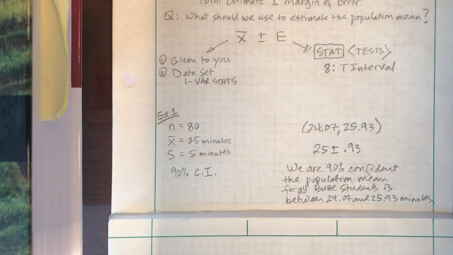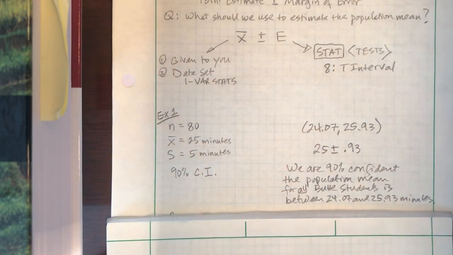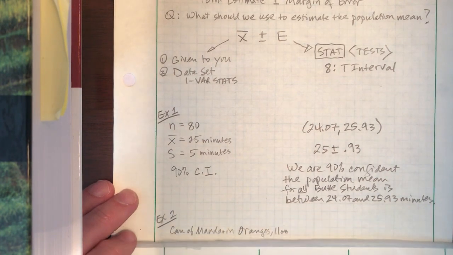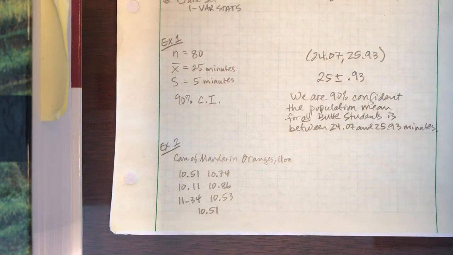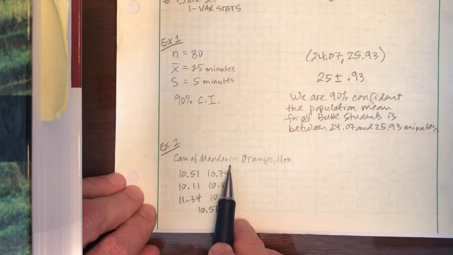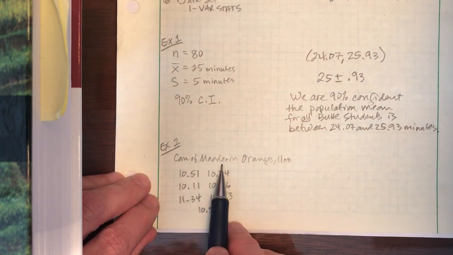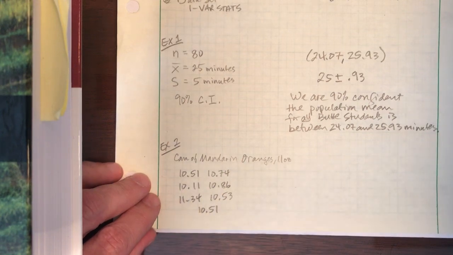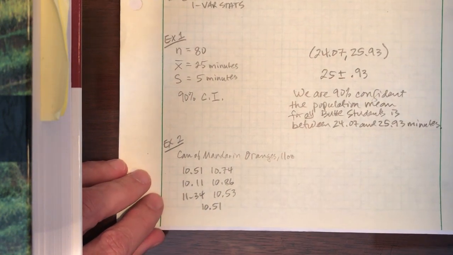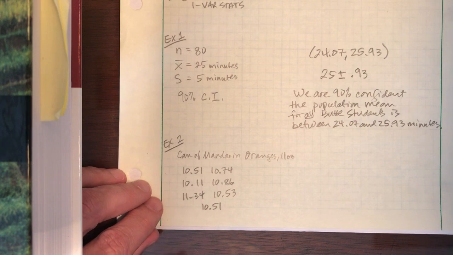Boom. All right, let's take a look at our second example. This will be the last one. So here's the setup. It turns out mandarin oranges that come in cans come in 11-ounce cans. And let's say you were noticing that the cans seemed to be a little bit light. You felt like you were getting ripped off.